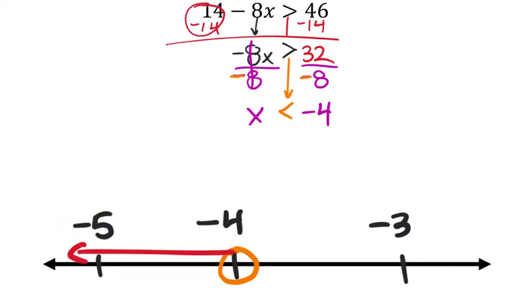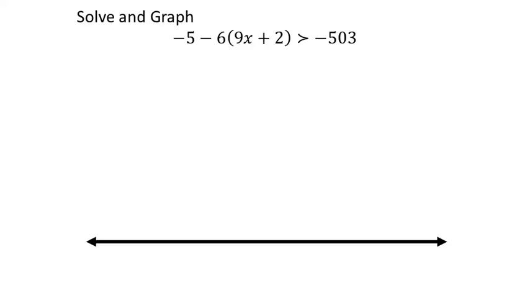Well, negative 5, right? Well, you do 14 minus 8 times negative 5, and you'd see that you'd have 44, which is greater than... what am I doing? Let's go to this one.